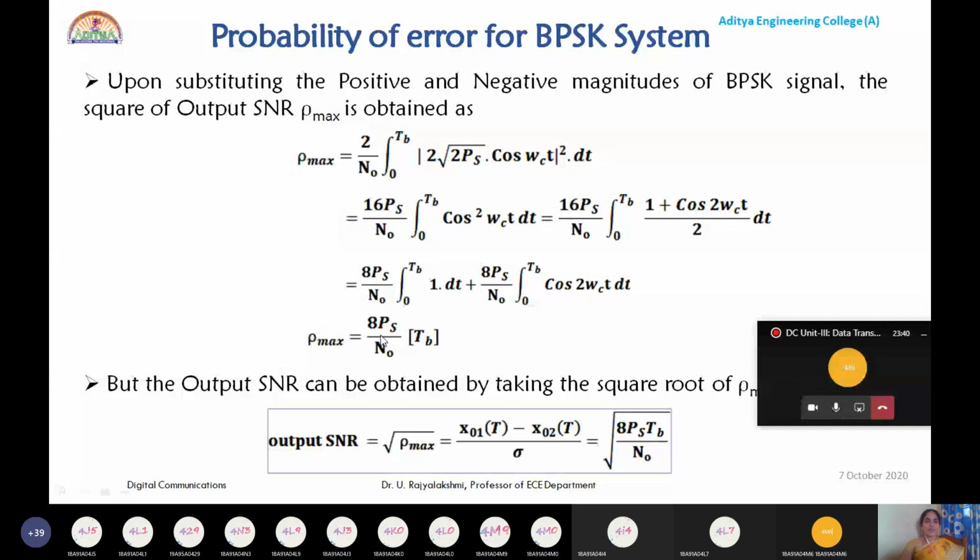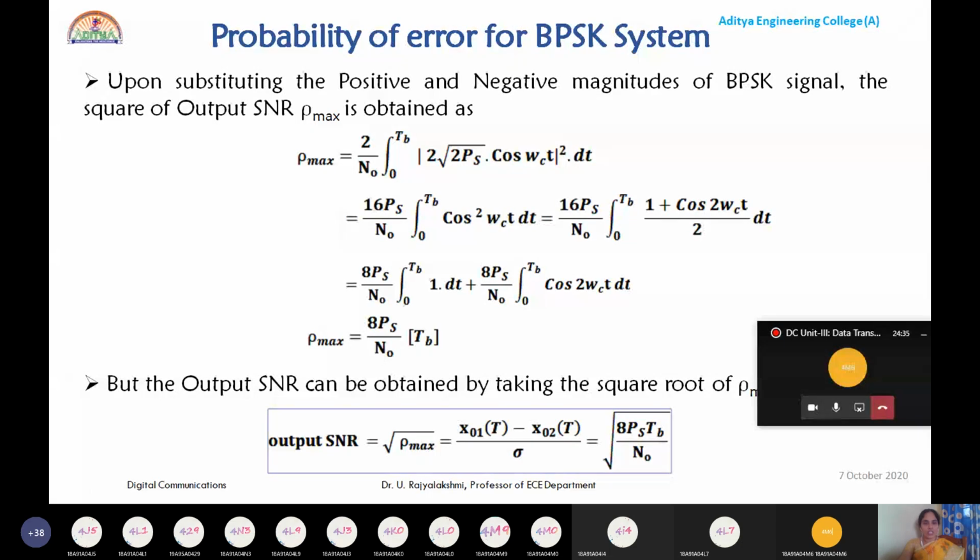You will directly obtain 8 PS by N naught integral 0 to TB dt. So the integration of dt will be T, and applying the limits you will get TB. Here we eliminated the second term, because our low pass filter present at the output section does not allow this higher frequency component. So directly you will get 8 PS by N naught into the integration of 1 dt, that will be T. If you apply the limits, you will get TB minus 0, so it will be TB only. So finally you got the square of output SNR as 8 PS TB by N naught.